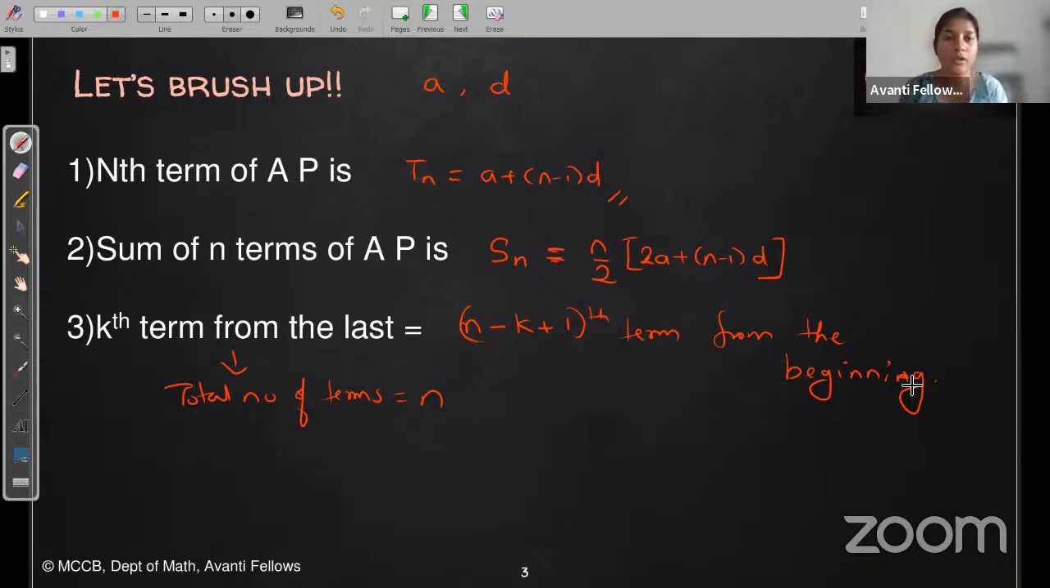Is this clear to you all? Any doubt in this? We already learned this, right? Okay. Fine. If this is clear to you all, we'll move ahead with today's class concepts.